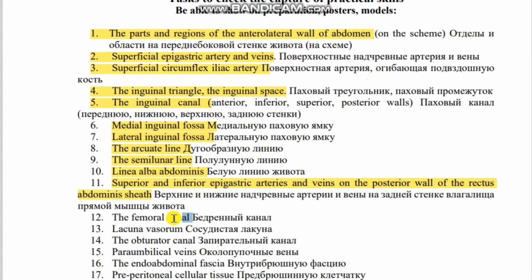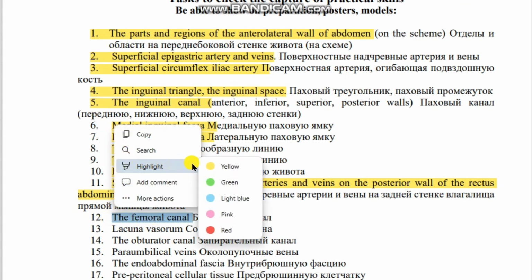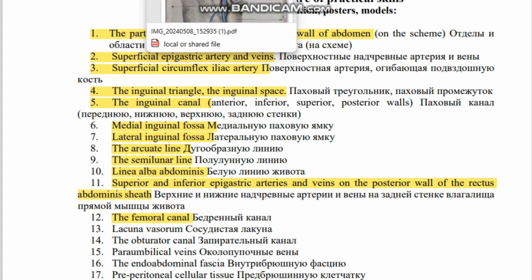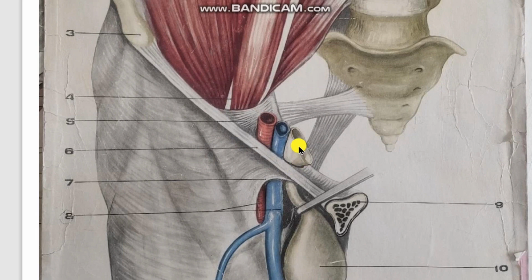We have the femoral canal here. Let's recognize it on the structure given to us. Here you can see it's like a small tube, about 1 to 2 centimeters long, and it opens superiorly as the femoral ring. It's a cone-shaped structure which is located in the upper femoral triangle.